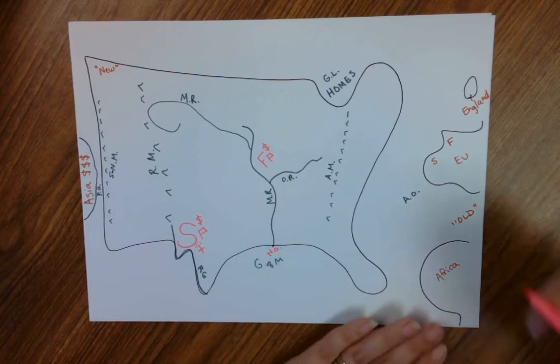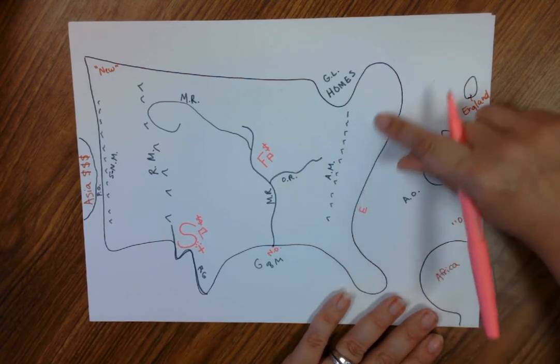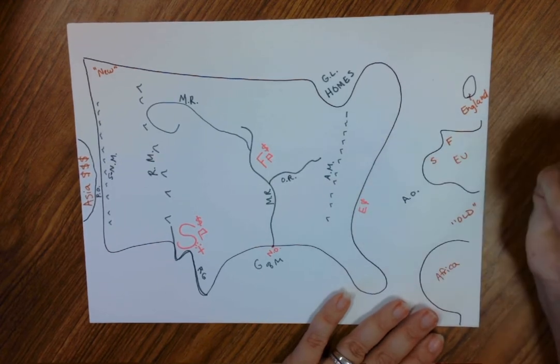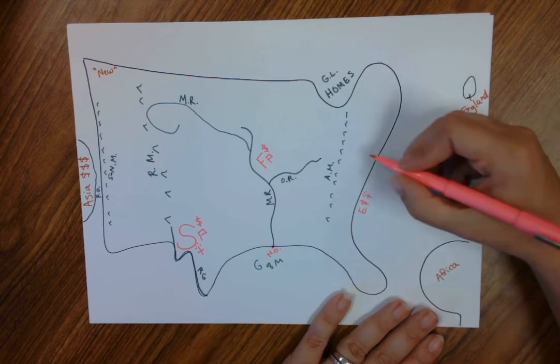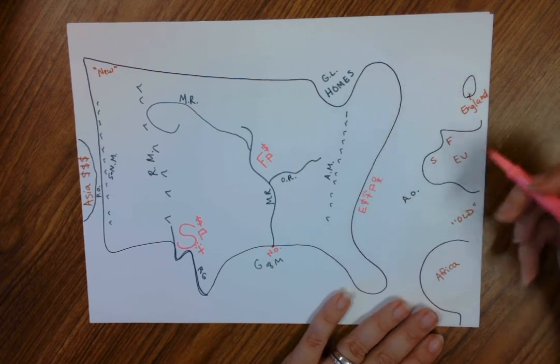My next group is going to be the English. We're going to write it off here because we are going to label things on here. The English, we know they go to Jamestown, Virginia. That is, of course, economic. Plymouth, Massachusetts is religious, my Puritans. They are political to claim land, and then social, they want a better life.